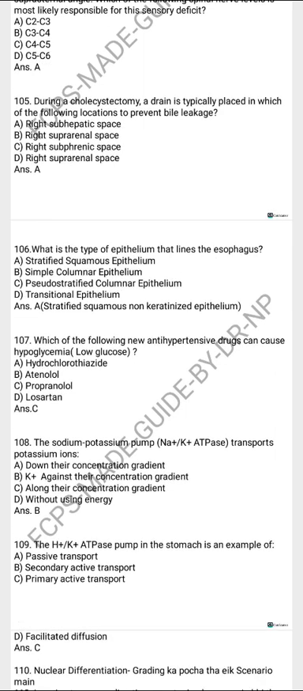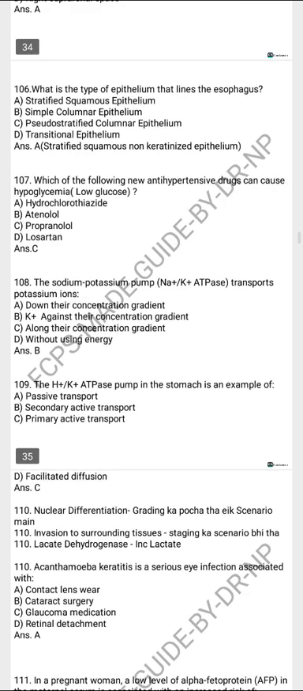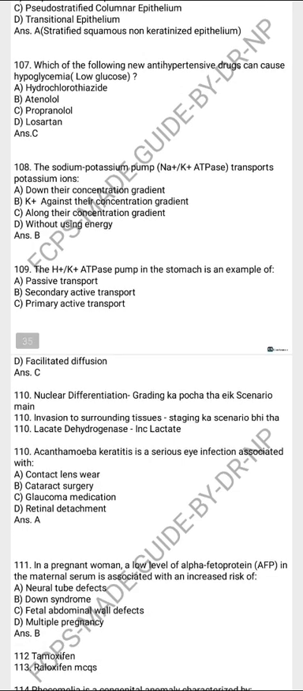107. Which of the following antihypertensive drugs can cause hypoglycemia? That is propranolol. The sodium potassium pump transports potassium against its concentration gradient. The hydrogen potassium ATPase pump in the stomach is an example of primary active transport.